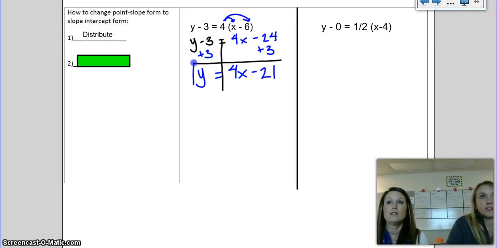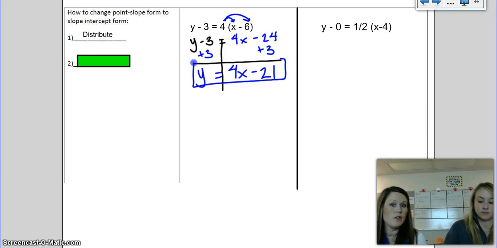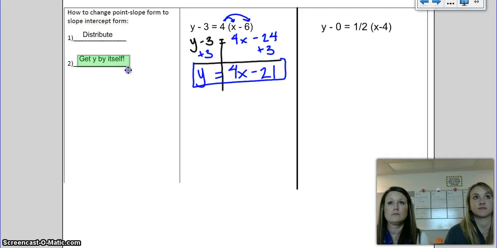I didn't need a calculator. I used my pencil. Oh, I mean my fingers. And then that last step, if you want to write it in, is get y by itself. Bing. Get y by itself.